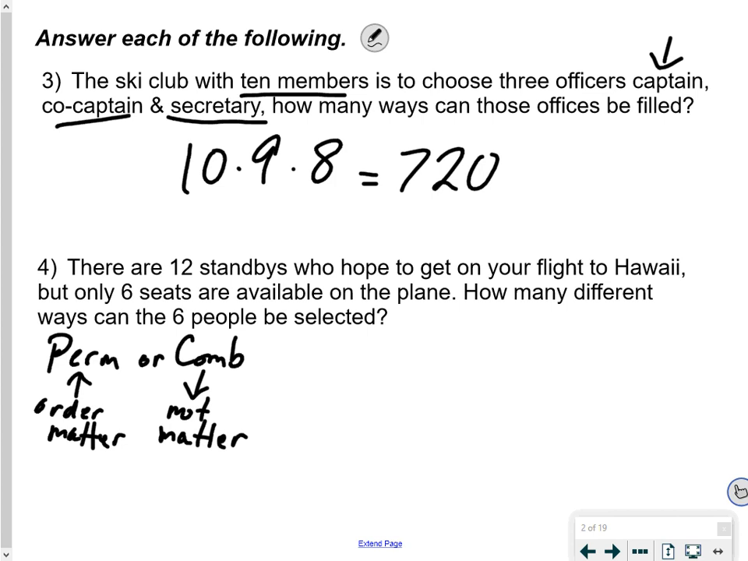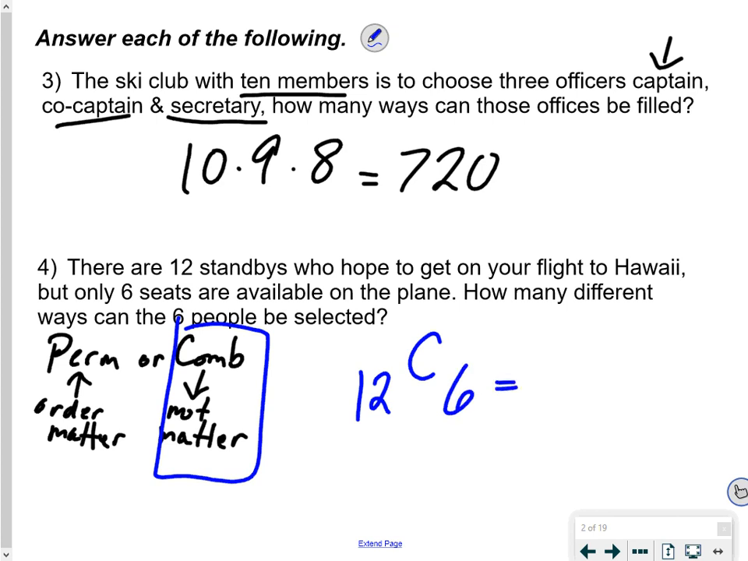Most of the time, we have to look at the question that's being asked. So how many ways can the 6 people be selected to fill those seats? In this case, they just want to get on the plane. Maybe they don't really care what seat they're in. We're just trying to figure out, there are 12 standbys, and they're just hoping to get to Hawaii. They want to get on the plane. So in that case, it's a combination. Of 12 people, we're figuring out the amount of groups that can be made if we select 6. So that's 12C6, which would be 924.